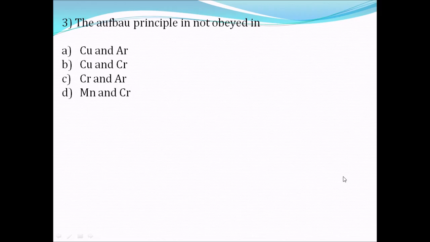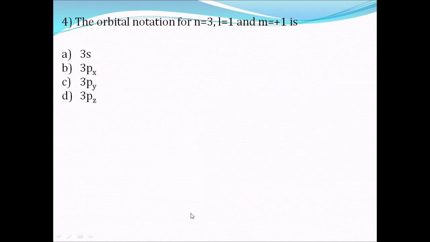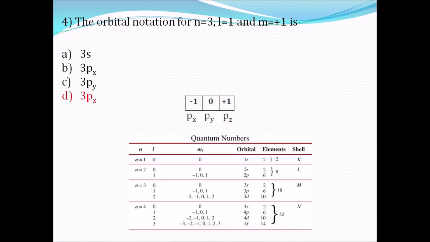The Aufbau principle is not obeyed in which case? Actually, the Aufbau principle will not be obeyed in chromium and copper, because due to stability, the electron shift takes place from the 4s orbital to the 3d orbital in both copper and chromium. The orbital notation for n is equal to 3, l is equal to 1 and m is plus 1 is actually represented by 3 orbitals px, py, pz, and the magnetic quantum numbers will be minus 1, 0 and plus 1, and m equal to plus 1 will represent pz, that is 3pz.